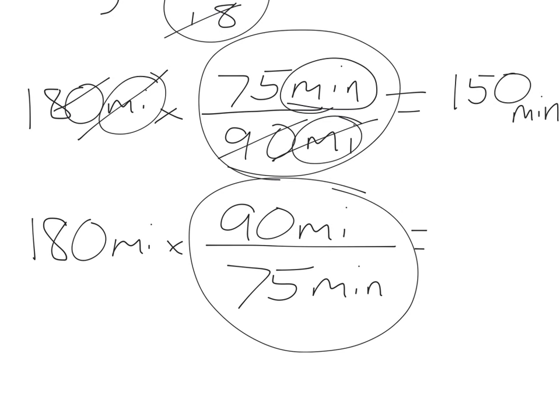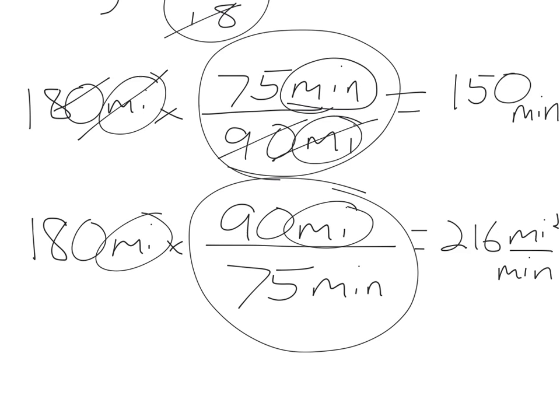Now let's look at the bottom one. If I do 180 times 90 and I divide by 75, I get 216. Perfectly valid number. But if I look here, I have miles on top and miles on top. Now that doesn't cancel. If I multiply miles by miles, I get miles squared. And I have minutes on bottom, nothing to cancel with them, so I'm going to get miles squared per minute. Both of those answers are mathematically correct, but only one of them answers the question.